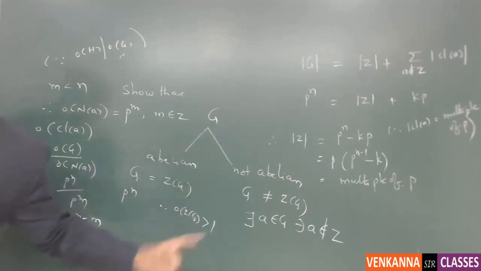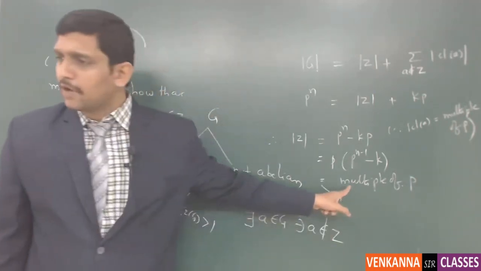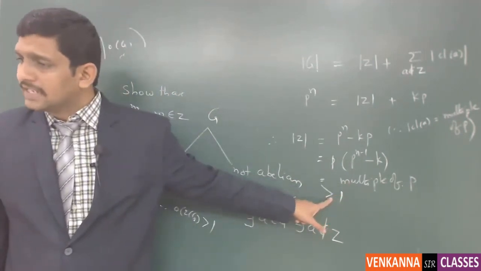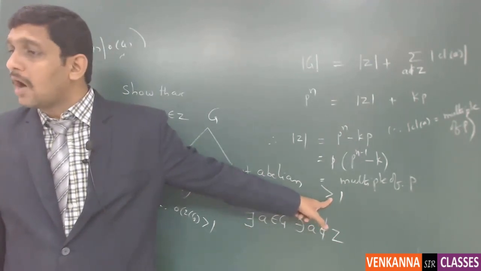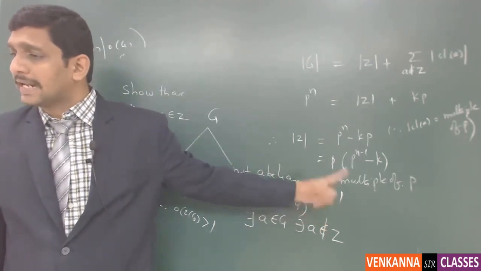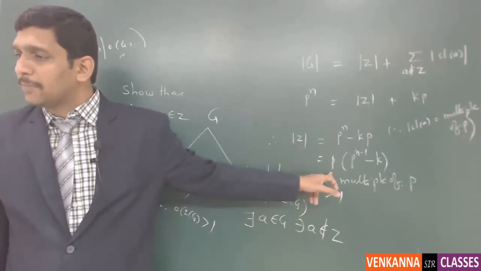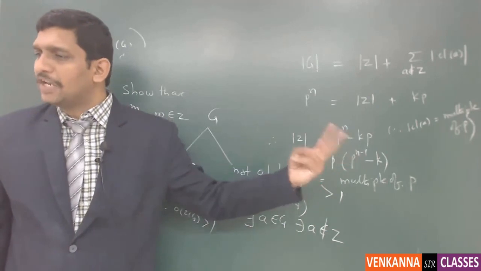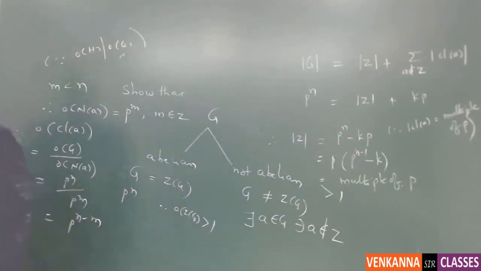So what is the conclusion? It is greater than 1 because it is a multiple of P, isn't it? That is what the problem actually asked. We have to show that order of the center is greater than 1. The center contains more than one element. Since order of Z is a multiple of P, and P's minimum value is 2, it is always greater than 1. Fine?